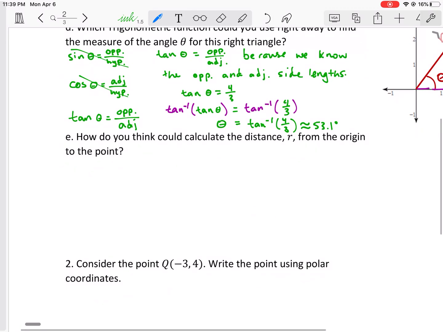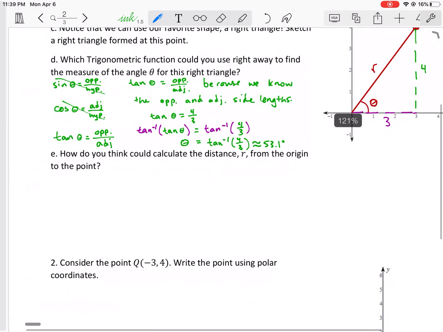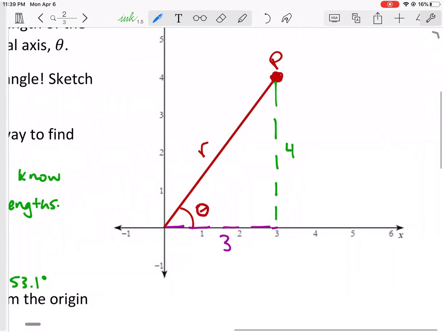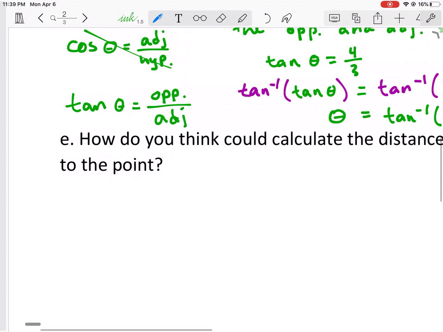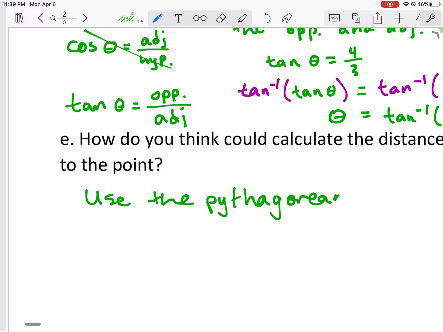Well, how do you think we can figure out the distance r from the origin to the point? So looking at our triangle, we know two sides. We don't know one. We have this super awesome tool known as the Pythagorean theorem. So we can use the Pythagorean theorem. Comes up over and over and over again throughout math.